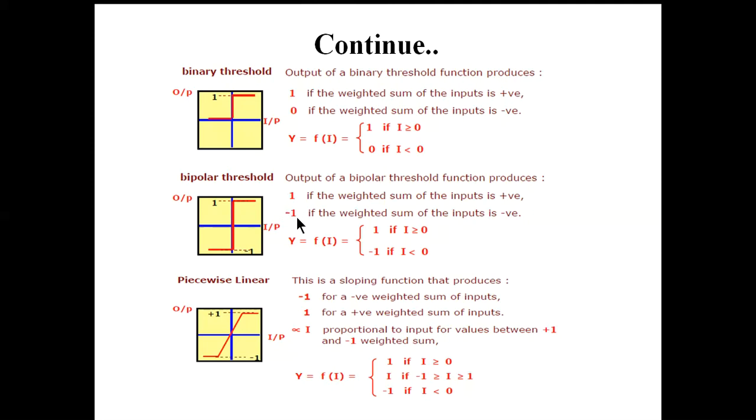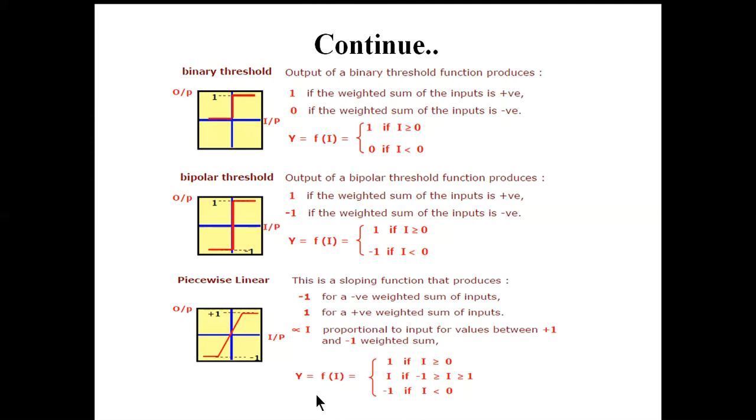One is 1, another is minus 1. In case of binary we normally use 1 or 0, but here it is 1 or minus 1. So if I is greater than or equal to 0, then the output will be 1, else the output will be minus 1. And another thing, the piecewise linear function. This is basically a sloping function. For a more complicated problem, this can be used.